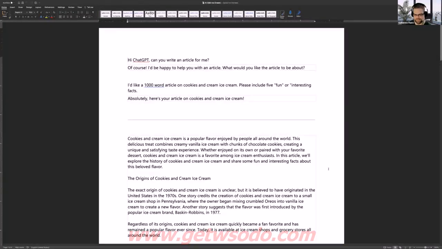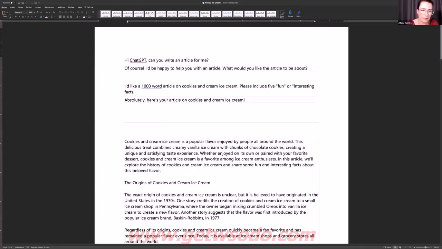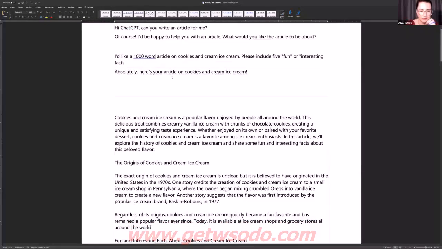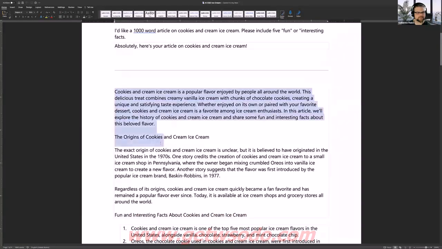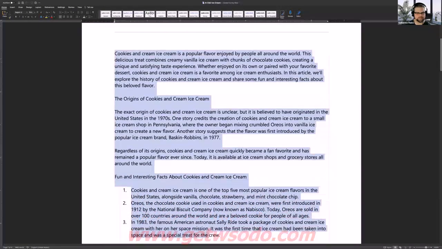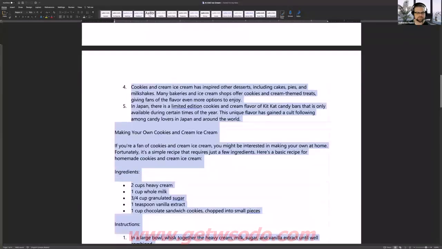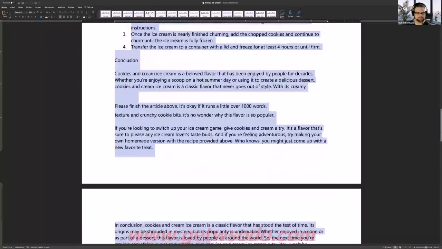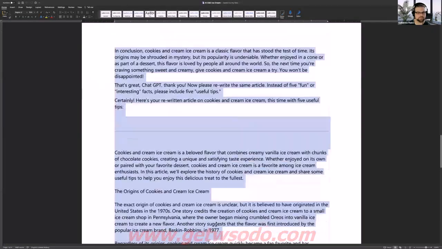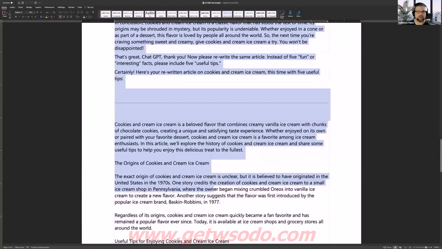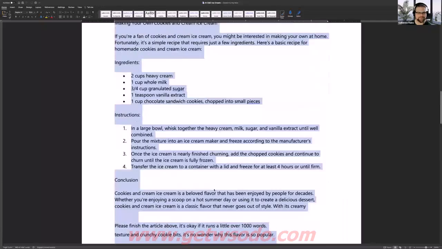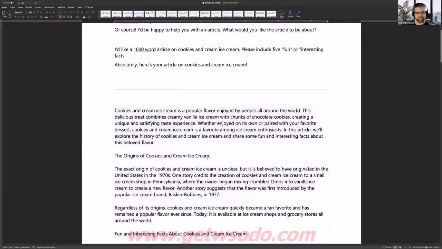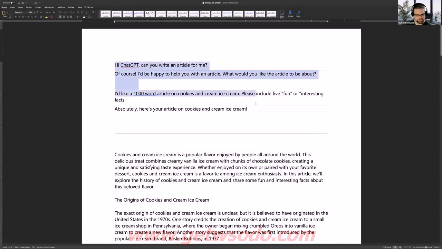All right, so let's take a look at Russ's. Can you guys see that? Yep, looks good. All right, so he just went right for it and asked for a 1,000-word article on cookies and cream ice cream. Let's see how many words he has here. Oh, hang on. All right, hold up. There's more to Russ's article here. Sorry. So he started off with this prompt, right?